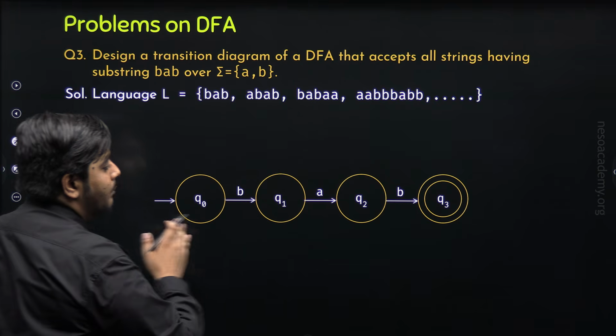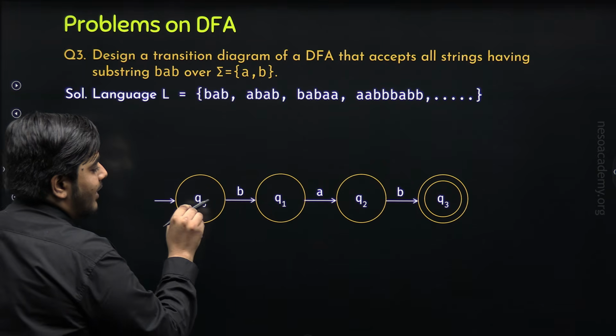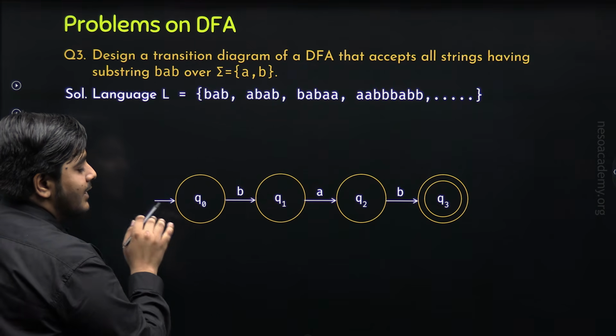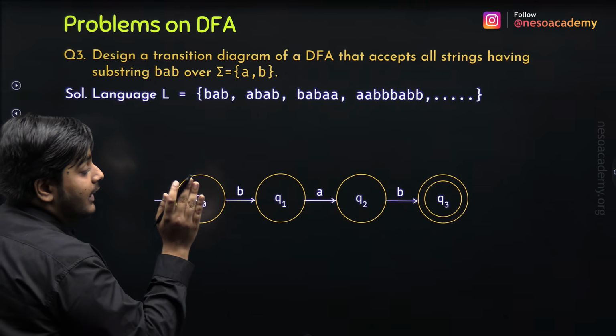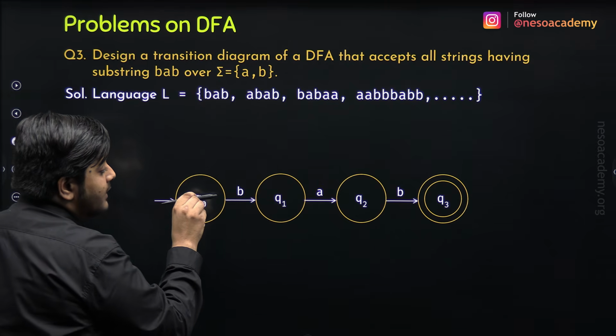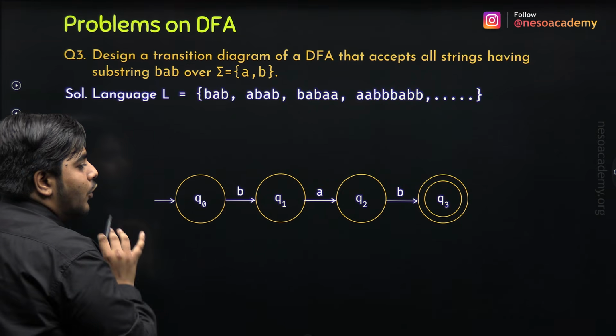Now, I will complete the transitions for all these states. Q0 has a transition for B, but it doesn't have a transition for A. And as per the question, our string should contain BAB. If the string is already containing BAB, it doesn't matter what comes before BAB.